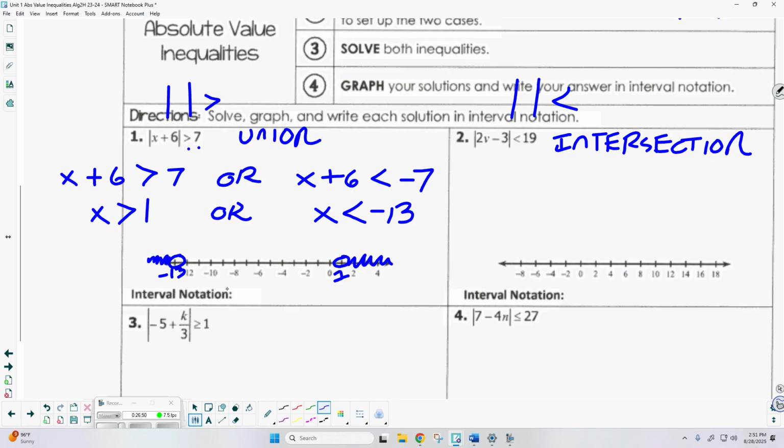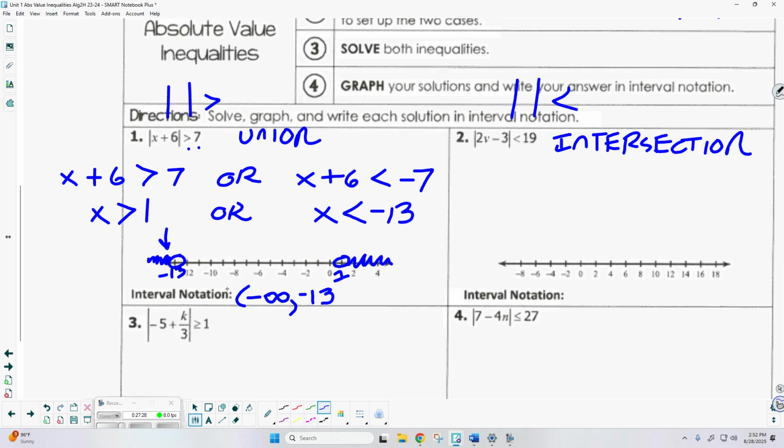But how many shaded parts do I have? 2. So how many intervals should I have? Should have 2. Brianna, can you give me one of those? Give me this first one right here. How far left does it go? It doesn't stop. So what do we call that in mathematics? What kind of infinity? Negative. So we're going to say negative infinity to, how far does this one go? It goes to negative 13, parentheses or bracket.